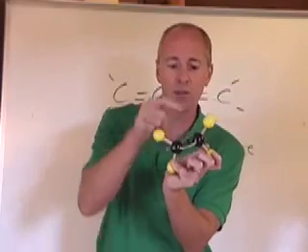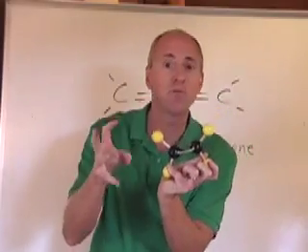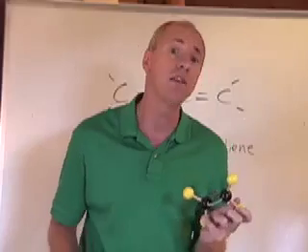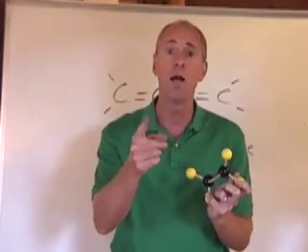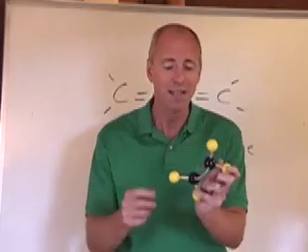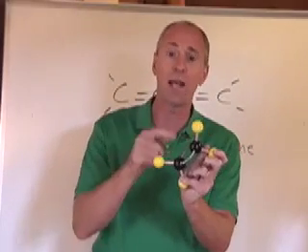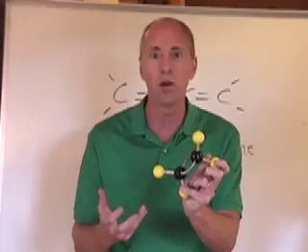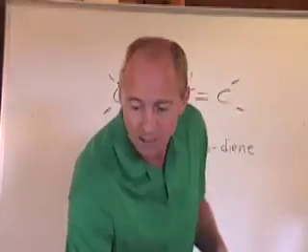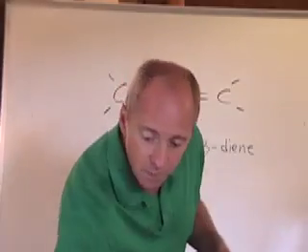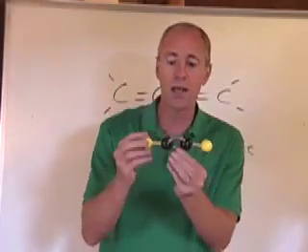Now, remember what the shape is? This carbon atom has 1, 2, 3 effective pairs around it. Whenever you have 3 effective pairs around a central atom, you've got yourself a trigonal planar shape. Remember that? So this is trigonal planar around this one and that one too. So there are 2 trigonal planars here, bi-trigonal planar, if you will.